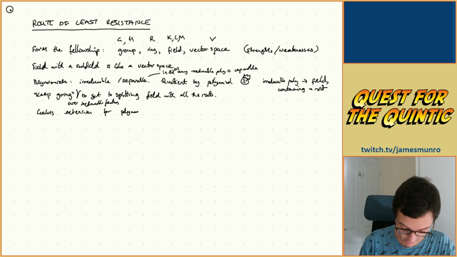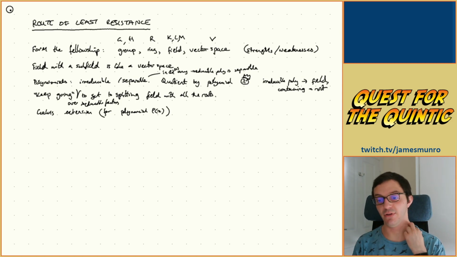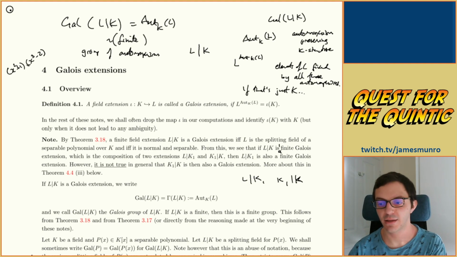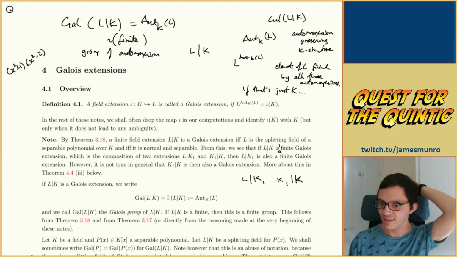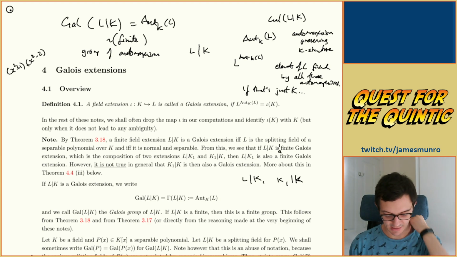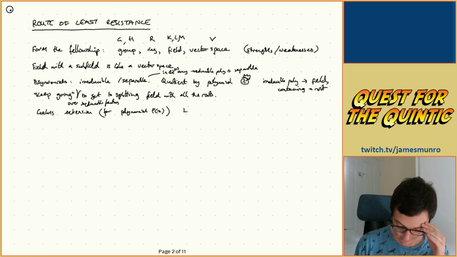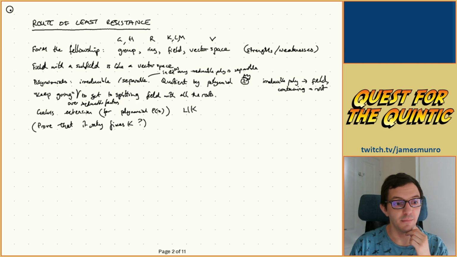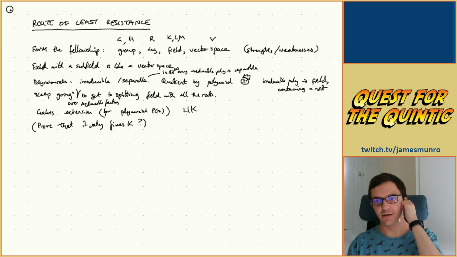So then you introduce the idea of a Galois extension for your polynomial P of x. So you do it very much in the context of there's a polynomial and you want to go to your Galois extension. It's the splitting field of a separable polynomial over K. Yeah, okay. But it's going to have to say that it fixes K. So you're going to maybe need to prove that it fixes only K, because that's an equivalent thing that we get. So maybe we need that in our root of least resistance.